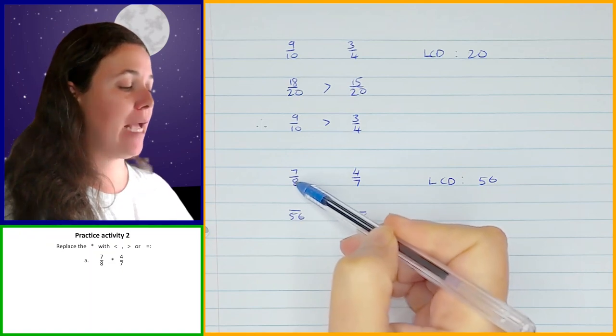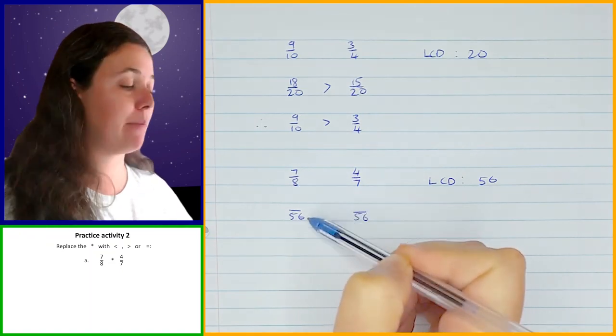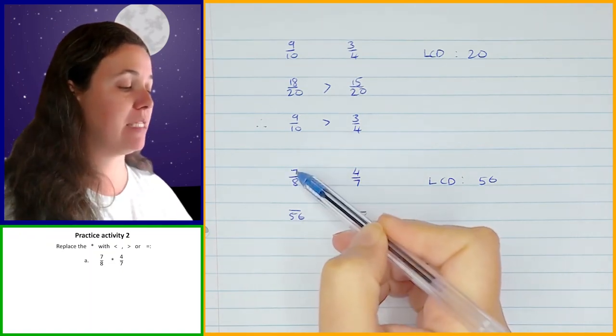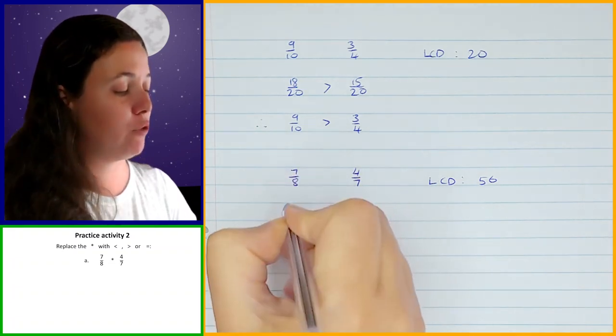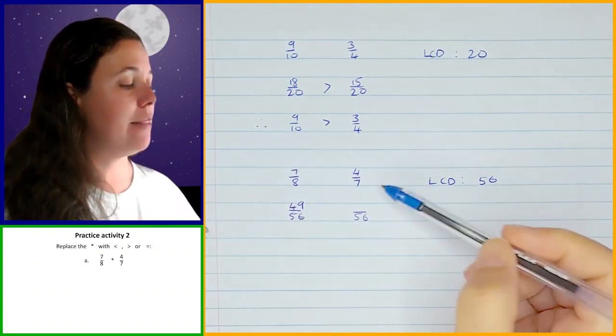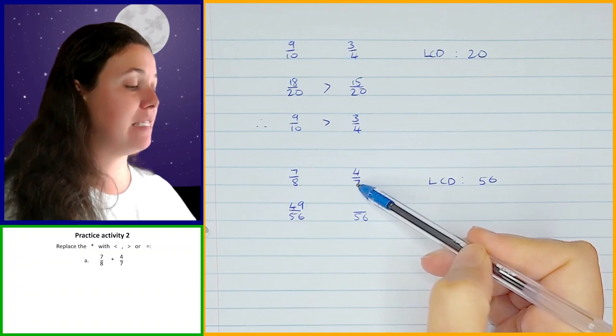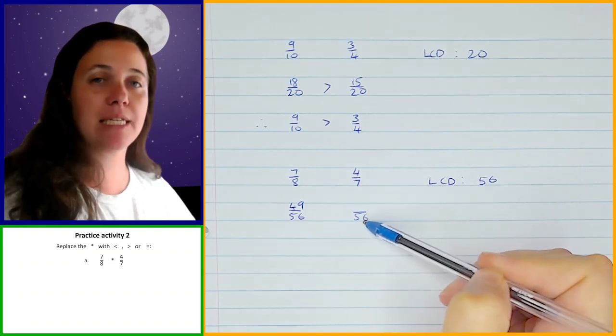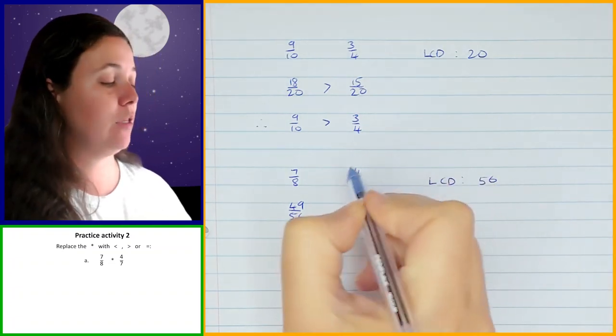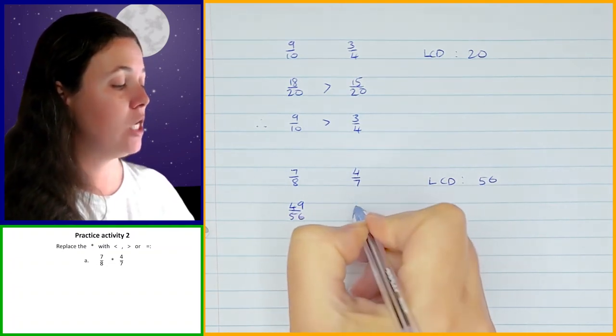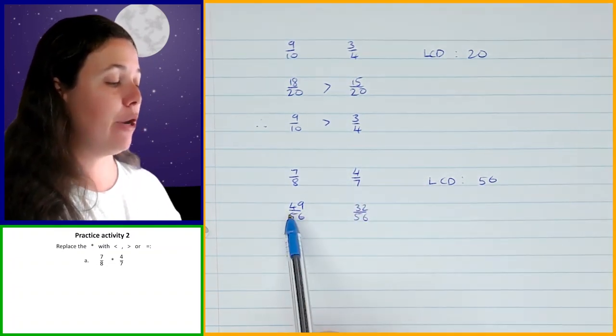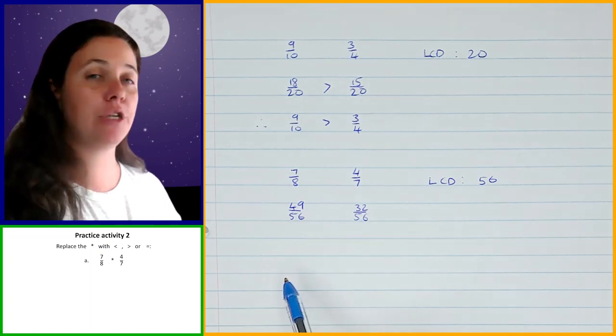How do I change 8 to 56? I need to multiply it by 7. So I'm going to multiply the numerator by 7 as well. So that gives me 7 times 7, which is 49. Then over here, I need to multiply the 7 by 8 to get 56. So I'm going to multiply my numerator by 8 as well, and that gives me 4 times 8, which is 32.